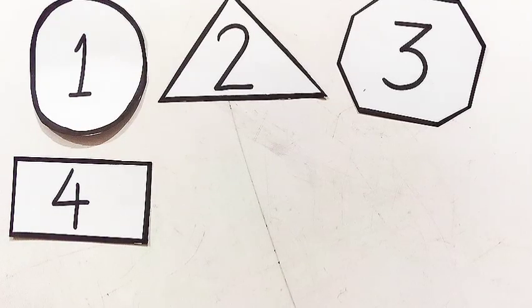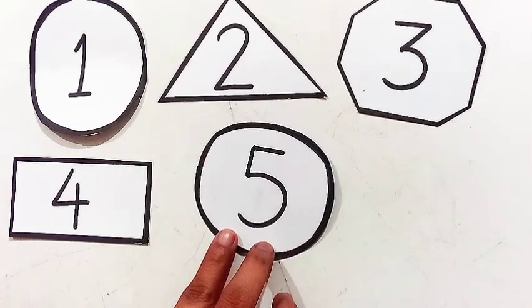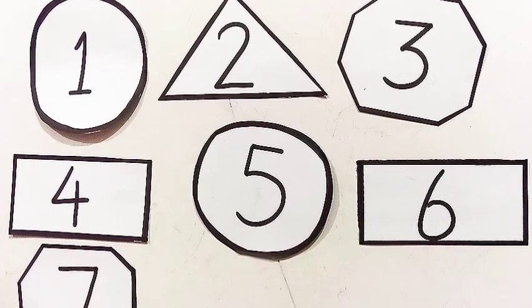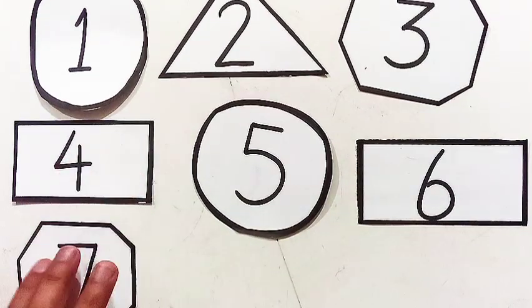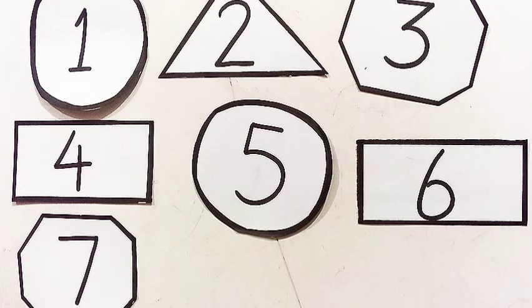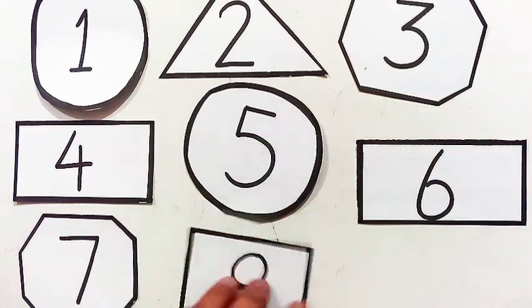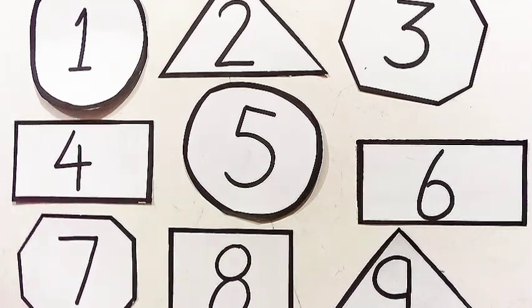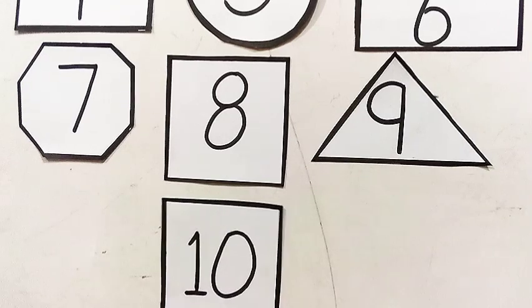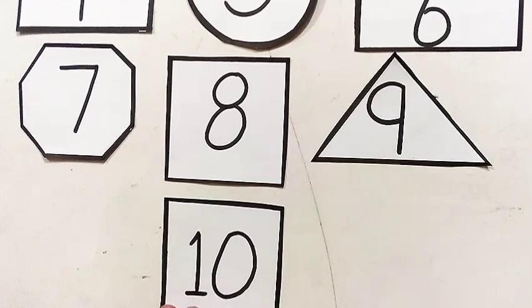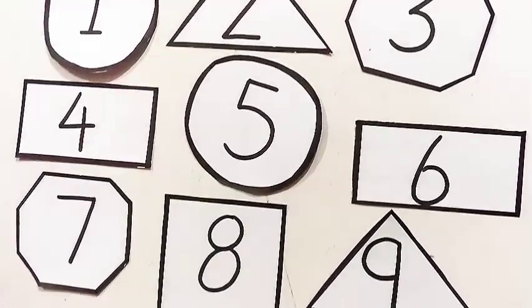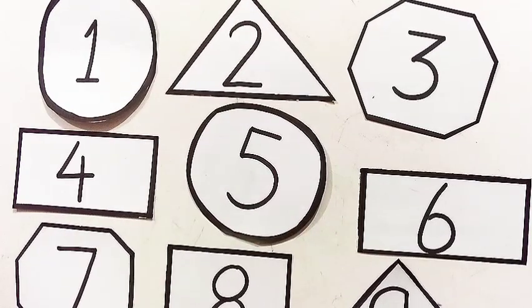After 4, we have 5, 6, 7, 8, 9, and last we have 10. 10 is the highest number. This is the concept and this is the activity of ascending order.